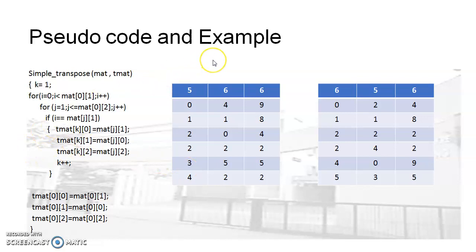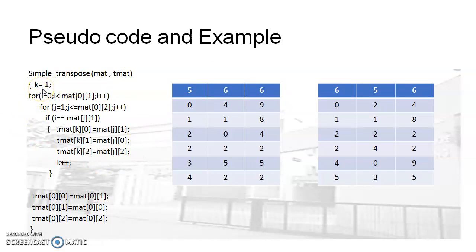Here you will be observing that MAT refers to the triplet representation of the sparse matrix and TMAT refers to the transpose of the sparse matrix. The 0th row is reserved for storing the total number of rows, total number of columns and the number of non-zero terms. In the transposed form, you will be observing the number of columns has been changed to number of rows and the number of rows has been changed to number of columns, and the number of non-zero terms are maintained as it is. Now let's see how this is being performed.